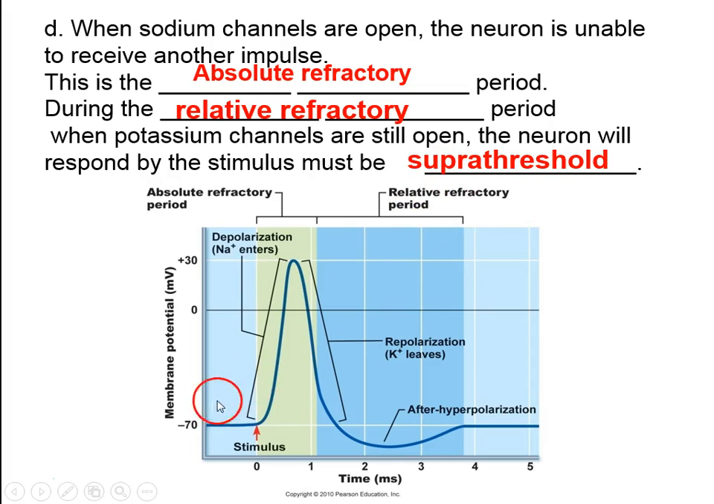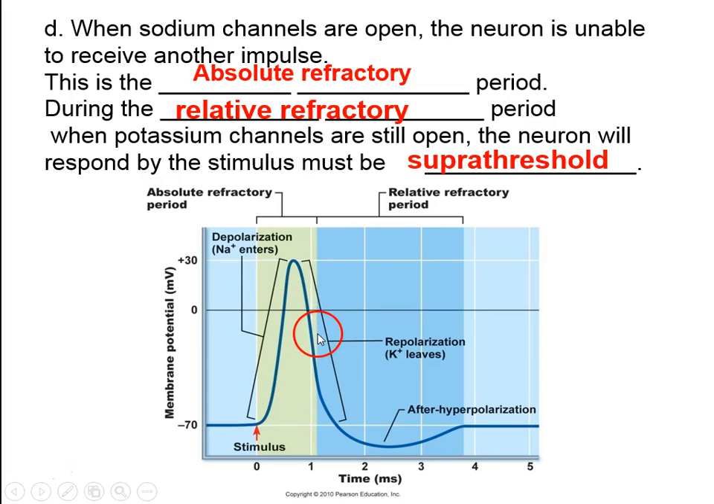So let's look at this graph of the activity in a neuron. Right here is when the stimulus is hitting the neuron. We open up sodium channels, which cause depolarization, and then sodium channels close, potassium channels open, and we start repolarization. During this period of time, it doesn't matter what you hit that neuron with, it will not respond.